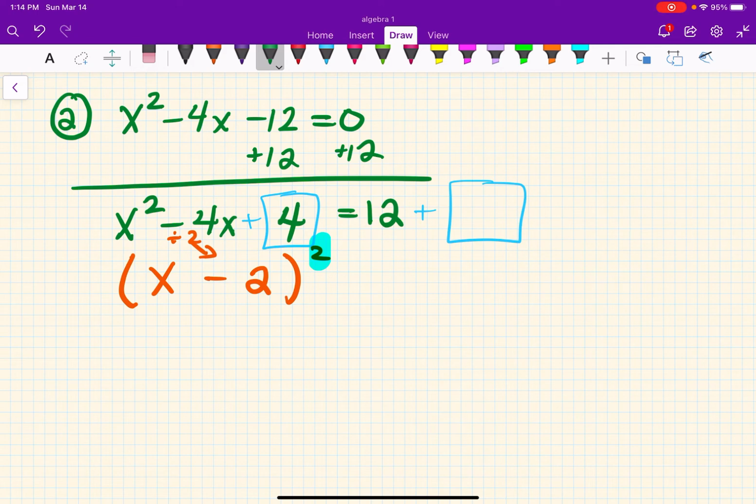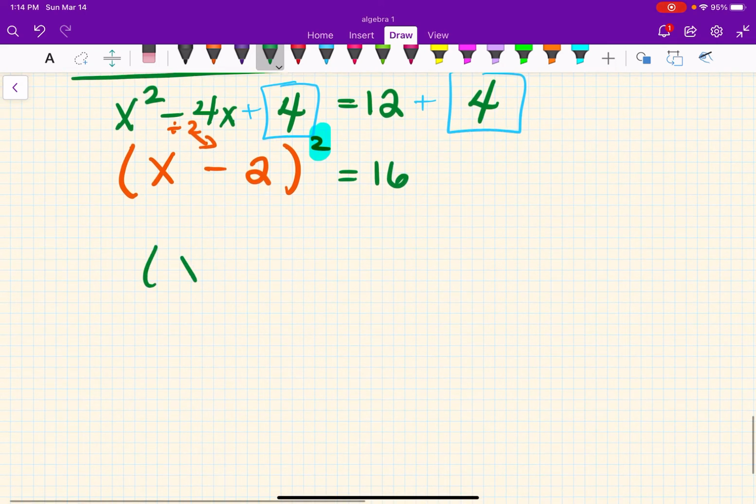But whatever we do to one side, we got to do the other. And so that's why it's important that you add that 4 to both sides. We've already factored it, but we got to make sure we add it to both sides. So this gives us 16 down here. I'm going to rewrite this so we can work with it. X minus 2 squared equals 16.